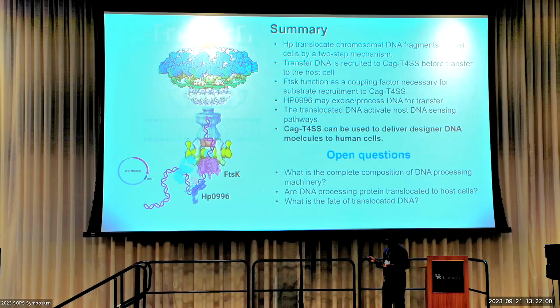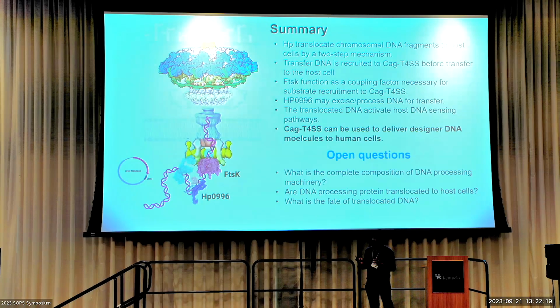There are also a lot of open questions about the mechanism. We don't know what exactly the DNA processing complex is that is being assembled in Helicobacter pylori. We also don't know how some of these proteins or DNA get translocated into the human cells. We also don't know what exactly happens to the DNA when it gets translocated into the human cells. So there are a lot of open questions, some of which I'm currently working on in the lab.